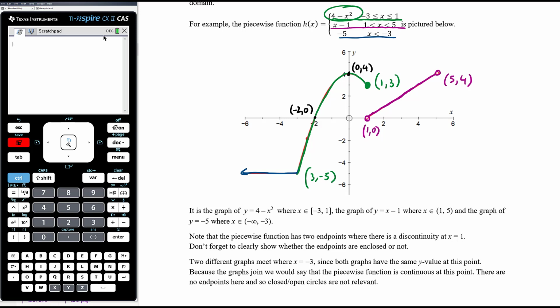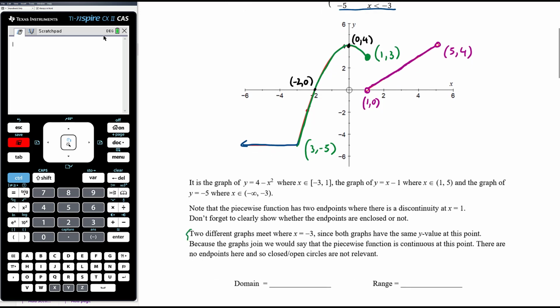Two different graphs meet where x equals -3. So I'm reading down here. Since both graphs have the same y value at this point, because the graphs join, we would say that the piecewise function is continuous at this point. As I said, we can draw it without lifting our pen. It just continues through that point. There are no endpoints here, and so closed/open circles are not relevant at all. It's not an endpoint. The graph continues through that point. Not smoothly, but it's joined at that point.